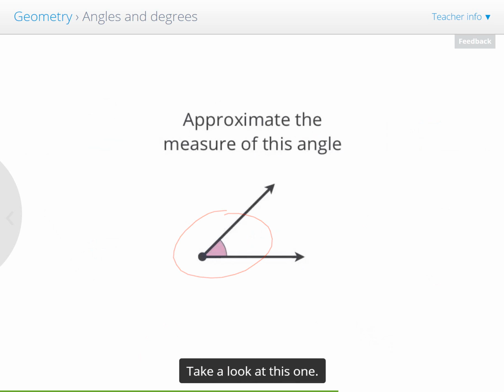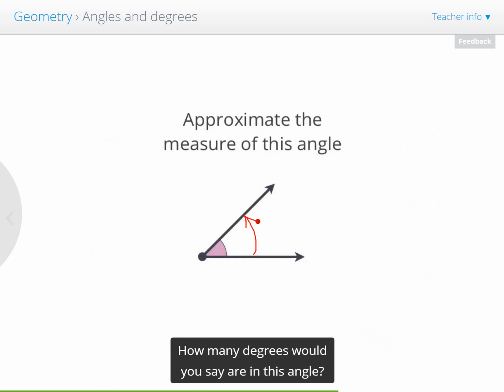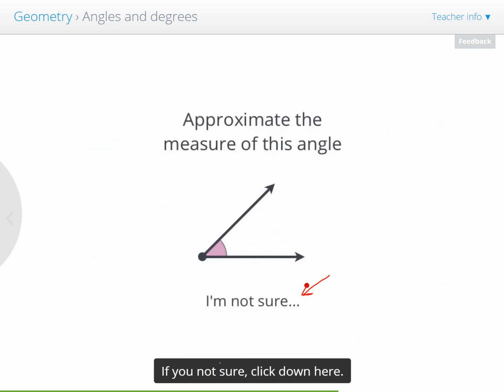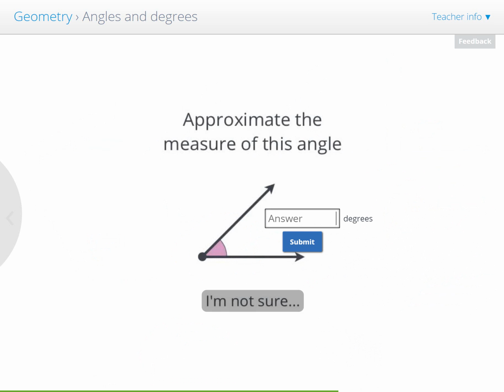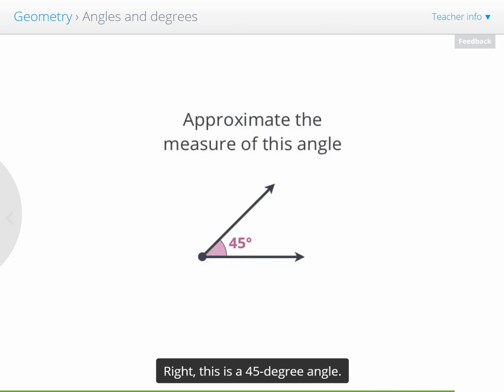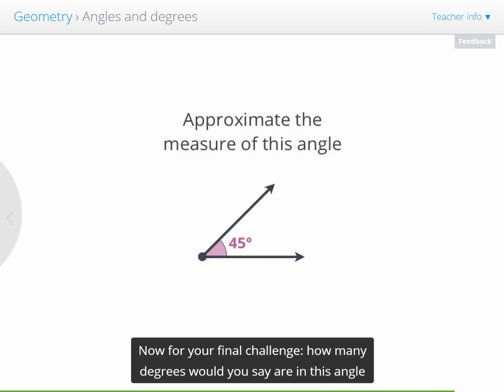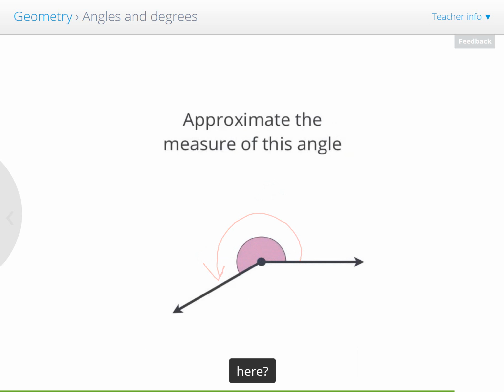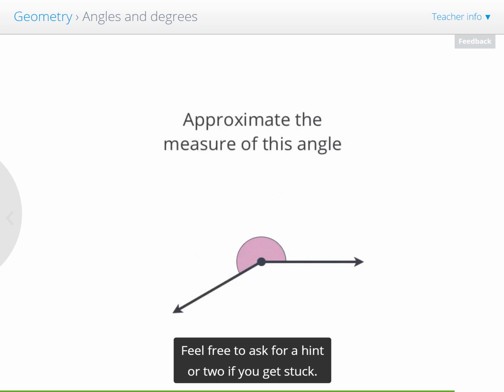Take a look at this one. How many degrees would you say are in this angle? If you're not sure, click down here. Right, this is a 45-degree angle. Now for your final challenge. How many degrees would you say are in this angle here? Feel free to ask for a hint or two if you get stuck.